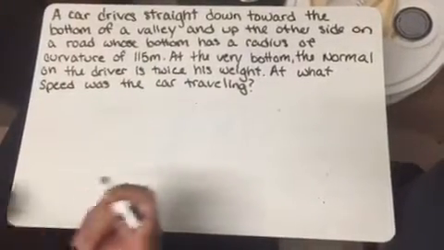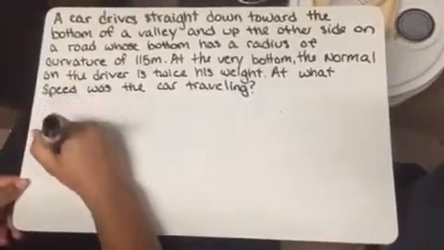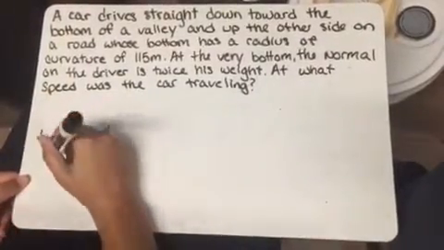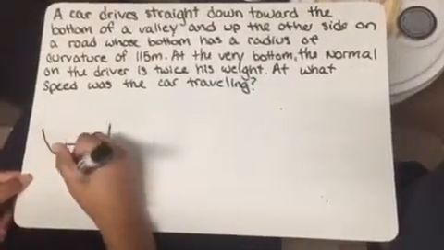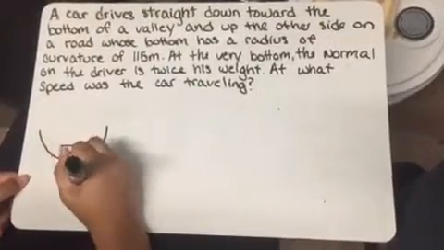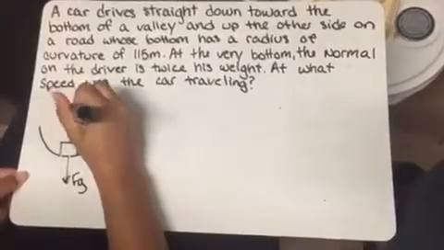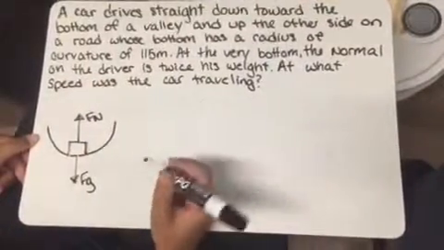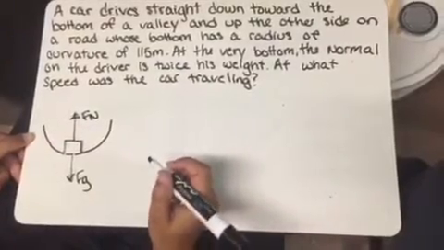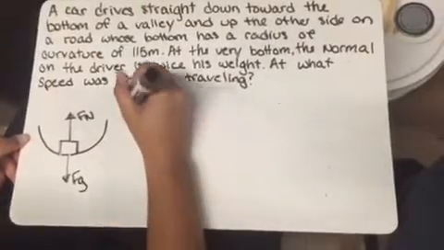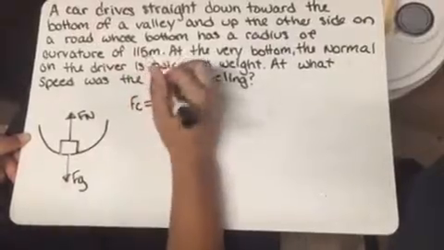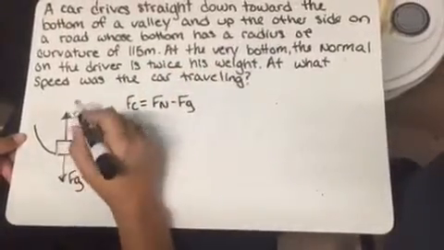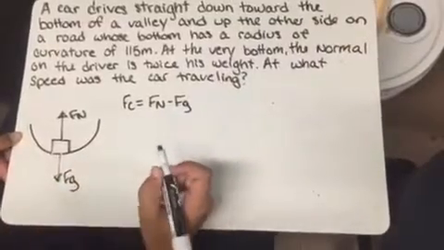So the best way to start this vertical circles problem is to draw a free body diagram. Because it's the bottom of a valley, the force of gravity will be pointing out of the circle, and the normal force will be pointing in towards the circle. From this diagram, we can derive an equation by remembering forces pointing in are positive and those pointing out are negative. Therefore, the centripetal force is equal to the normal force minus the force of gravity, because normal force is in and force of gravity is out.